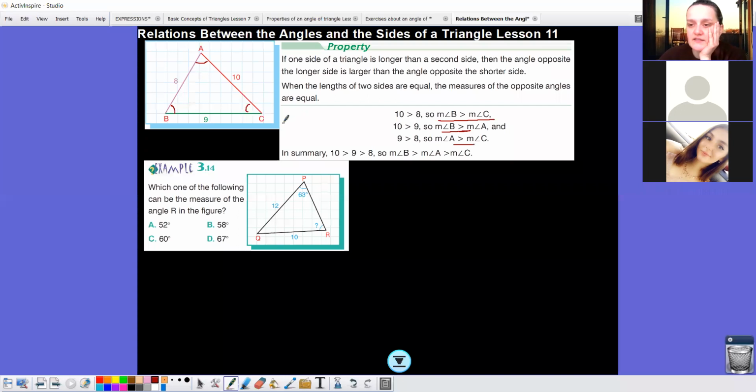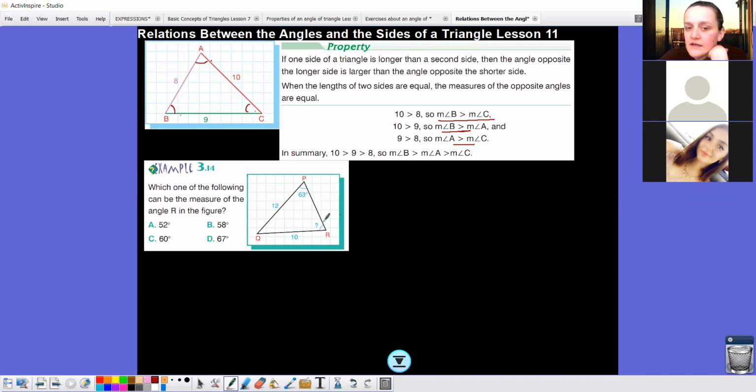You will check the sides. Which one is the longer side? That angle will be the biggest angle. Opposite of the longest side, you will have the biggest angle. So 10 is the longest, so B will be the biggest. Then the second one will be A, because it's 9. Opposite of 9 is angle A. And here we have 8, opposite of 8 will be angle C.